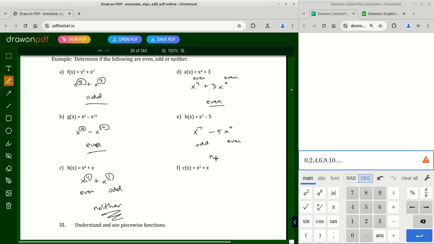Odd and even? Can't have both. Neither. There it is. Last one. X cubed. X to the what? How many x's we got there? Come on, look at it. 1. 1 x. We got an odd number. What do we got? Odd. You got it.